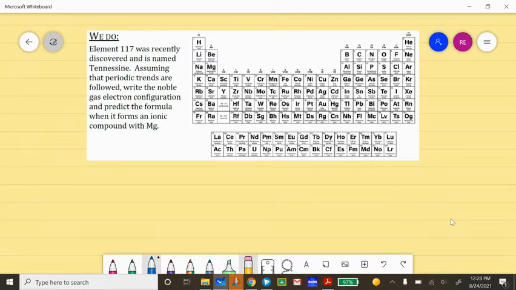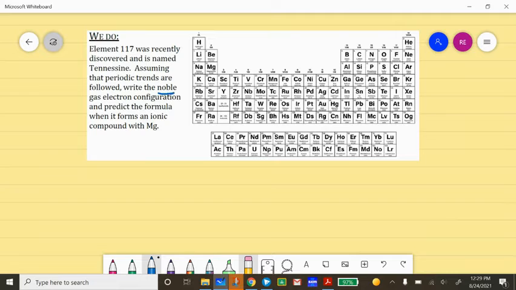In this problem, they say element 117 was recently discovered and is named tennessine. Assuming that the periodic trends are followed, write the noble gas electron configuration and then predict the formula when it forms an ionic compound with magnesium. So let's go ahead and do the noble gas electron configuration first.